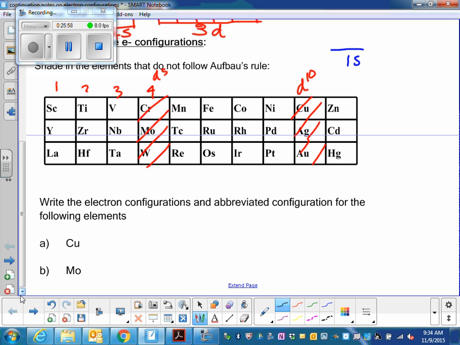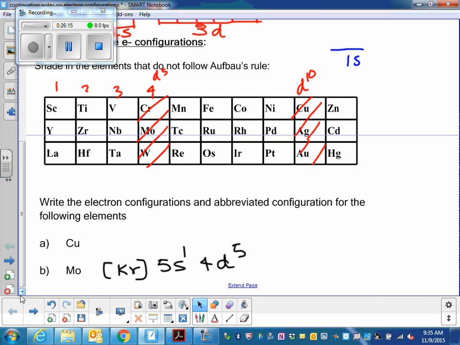Let's do molybdenum. Molybdenum, I'm going to do the abbreviated noble gas configuration. Molybdenum is getting pulled out from krypton. And then I have 5s1, 4d5 will be the electron configuration for molybdenum. Do you understand it? Yes or no?